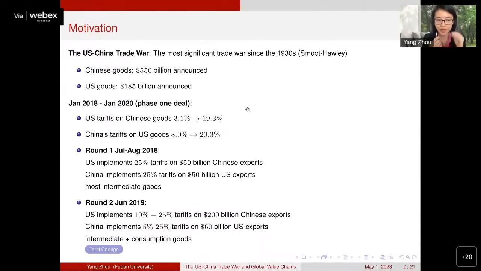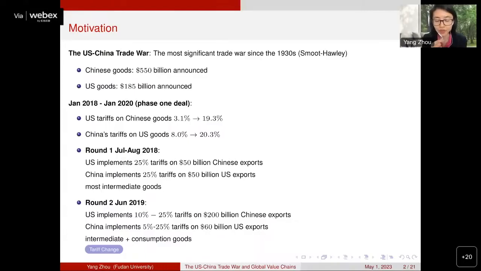So the motivation, the big background: the US-China trade war is the most significant trade war since the Smoot-Hawley Tariff Act in the 1930s. During the trade war, 550 billion dollars of Chinese goods were announced to be targeted, and 185 billion US dollars of United States goods were announced to be targeted.